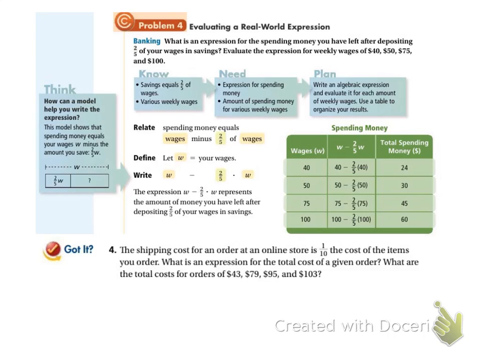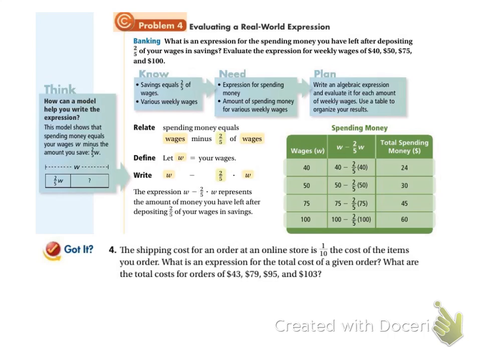So as you can see in this table, if we make $40, we have a total spending money of $24. So we did 40 minus, and then we needed to do the 2/5 times 40. If we're calculating this out on our calculator, we need to use order of operations, and we need to start with the 2/5 times 40, and then subtract that from 40.